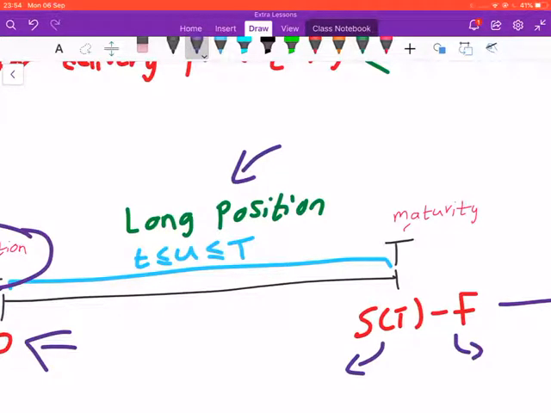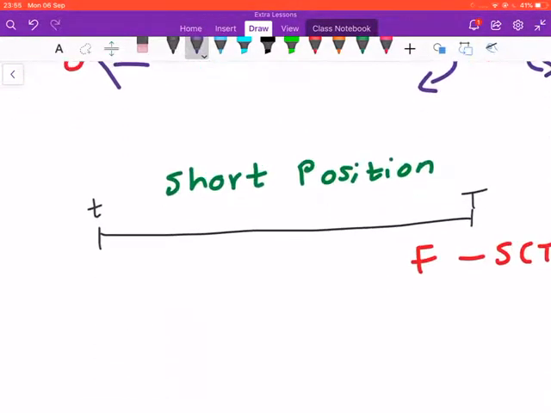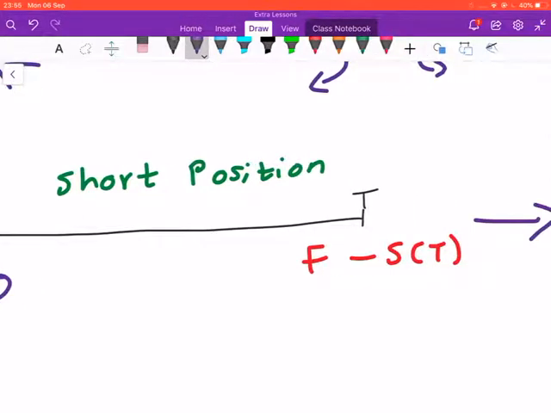F is the delivery price, the price you are going to pay, and you will gain the asset which costs S_T at maturity. If you take a short position, at inception again nothing happens, but at maturity you will gain money because you are now selling the asset. You are gaining money of the value F, and you will then lose an asset that costs S_T.